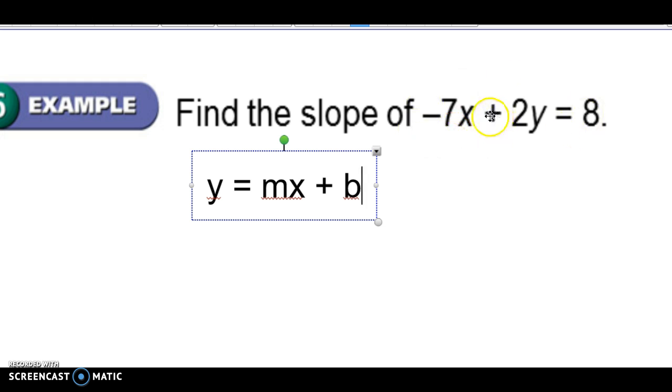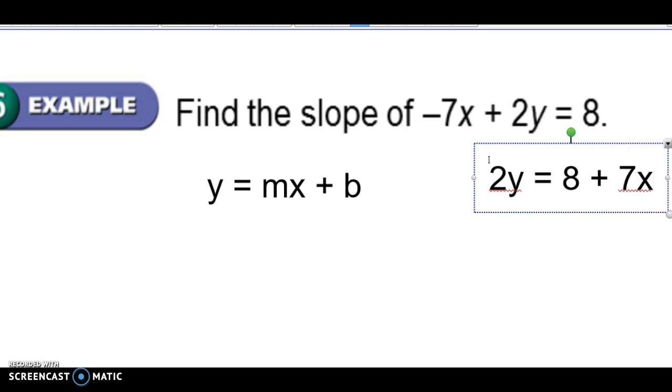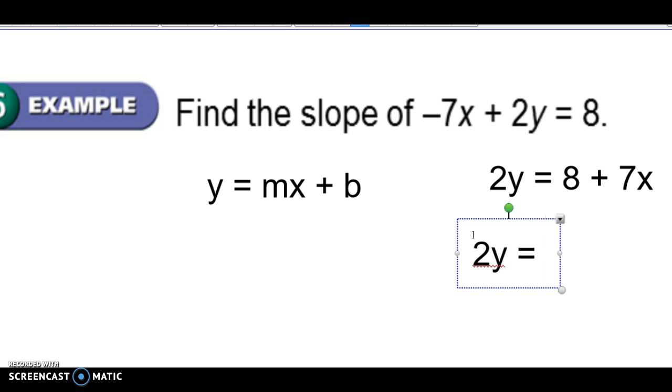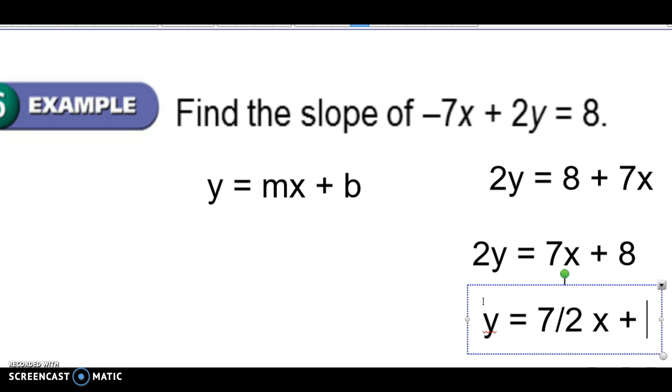So I'm going to rearrange this by moving the 7x over to the other side and dividing the whole thing by 2. Starting with my original, I'm going to have 2y equals 8 plus 7x. I might rearrange that to read 2y equals 7x plus 8, and then I'm going to divide everything by 2. So my answer in slope-intercept form is y equals 7/2 x plus 4.